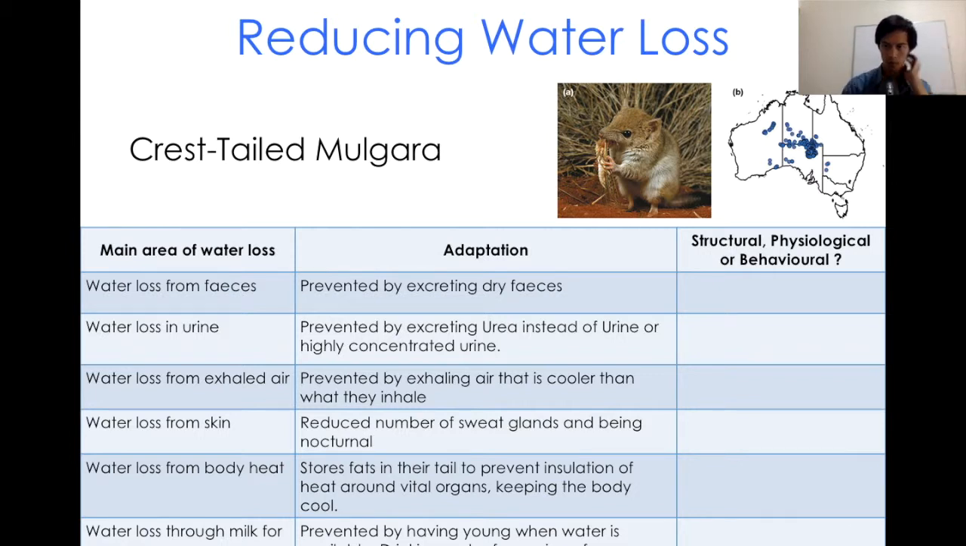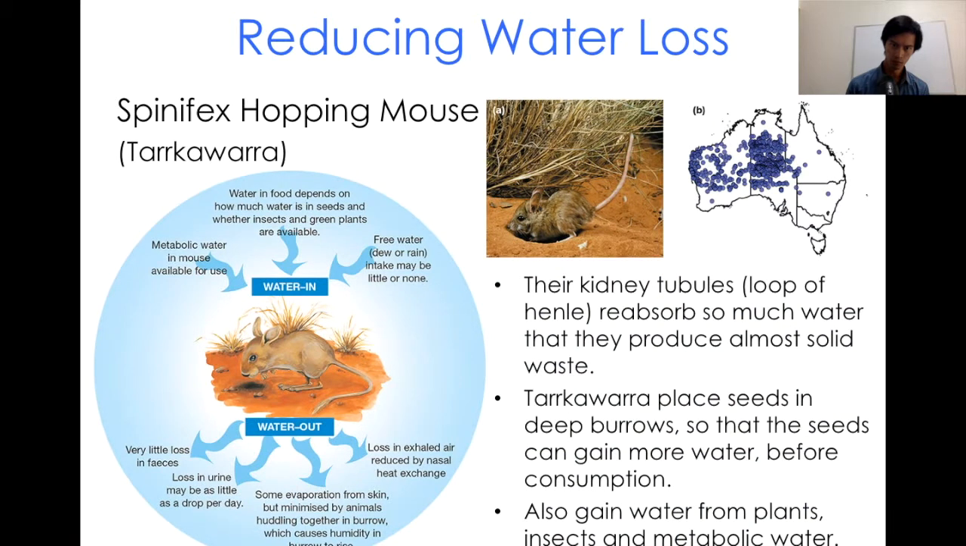Okay. The table also leaves a little blank space for you to consider which ones are structural, behavioral, and physiological adaptations. You're going to keep going back to that. Keep thinking about which feature is structural, which is physiological, and which is behavioral. Other ways of reducing water loss: the spinifex hopping mouse, otherwise known as the tarkawara, can also use a variety of different methods that allow it to reduce the amount of water loss.